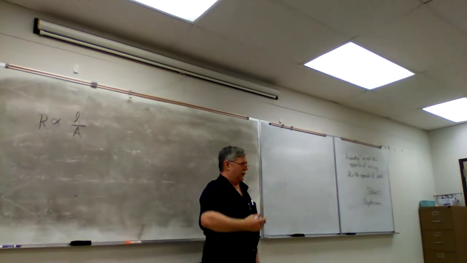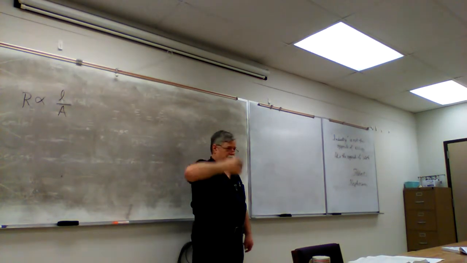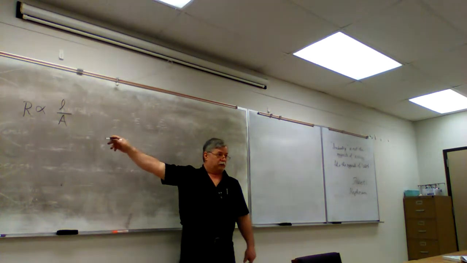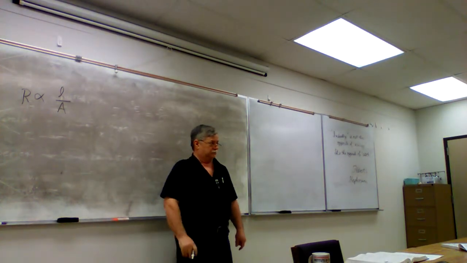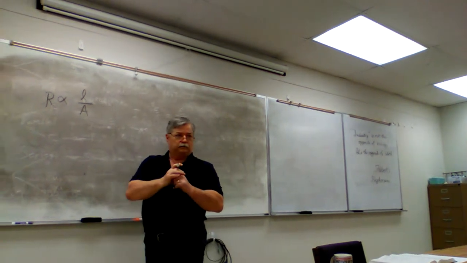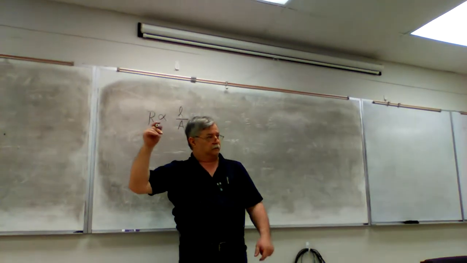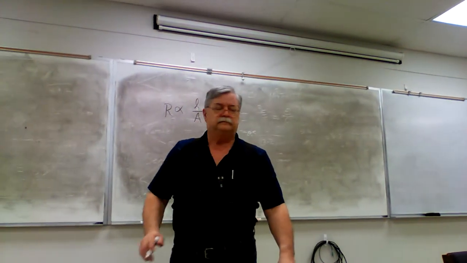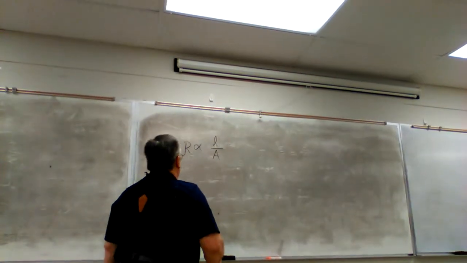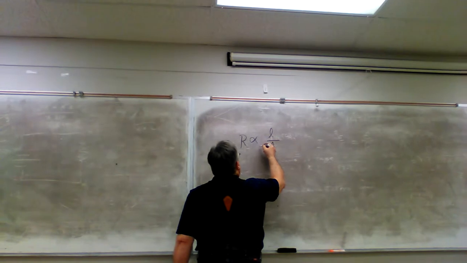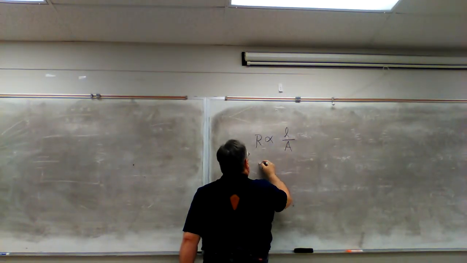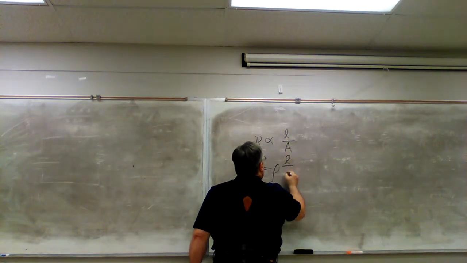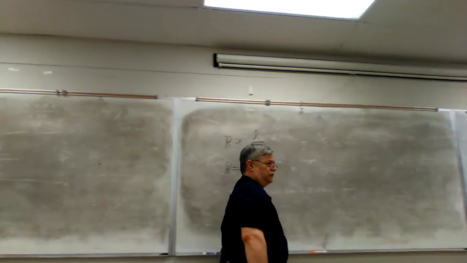The area, if you cut the wire in half, what would the area of the circle of its cross-section be? The bigger it gets, the smaller the resistance, the more the resistance goes down. So you take a wire, you make it larger in diameter, resistance goes down. You make it longer, resistance goes up. This becomes an equality when you multiply it by a coefficient, rho, or resistivity.